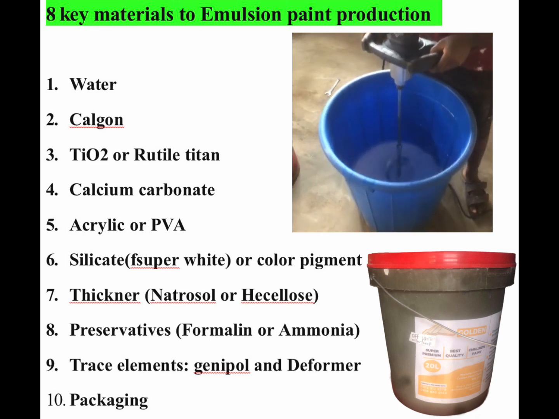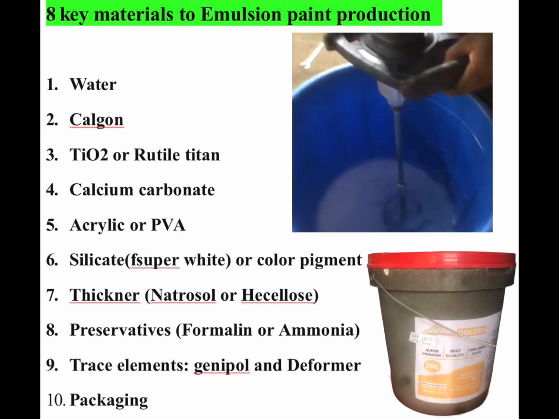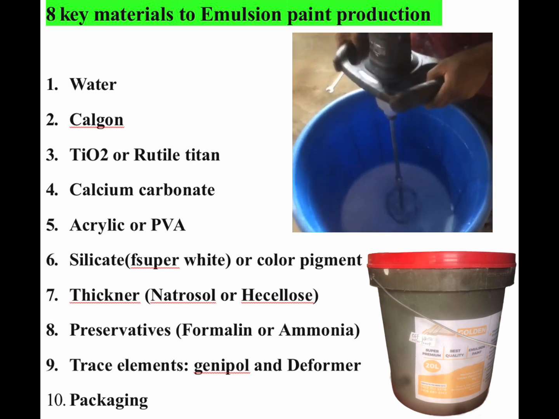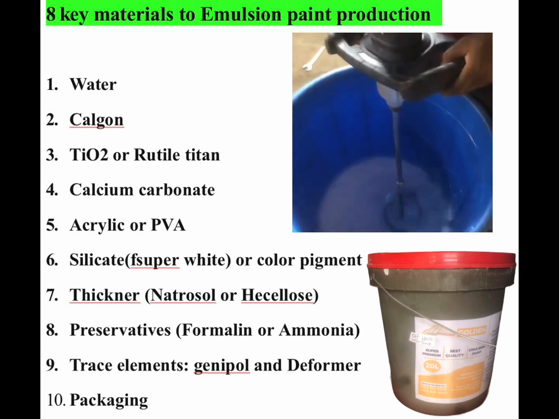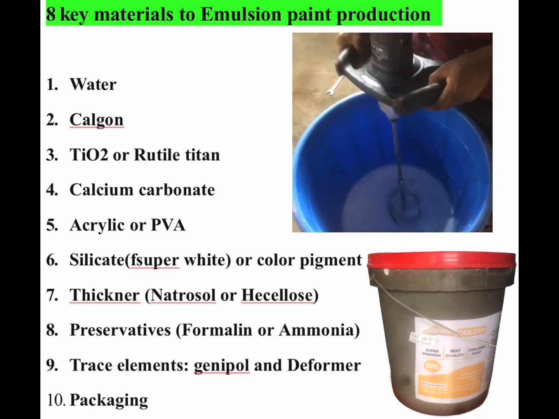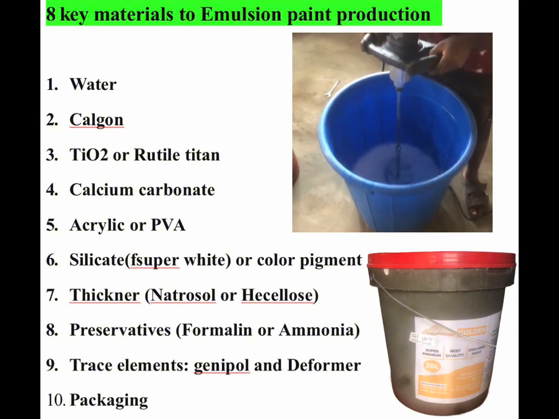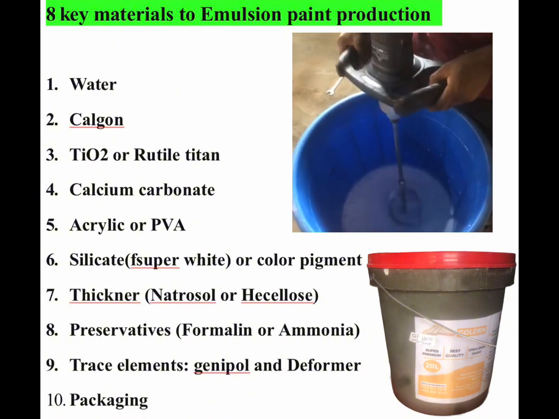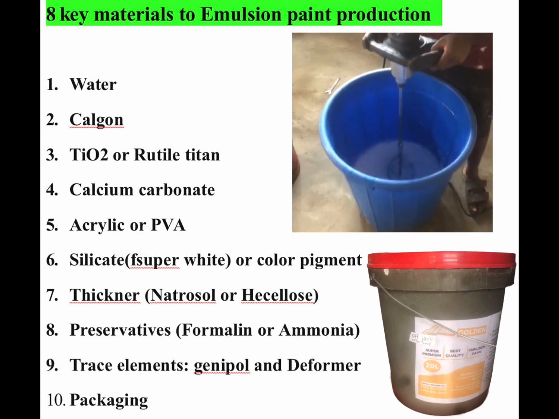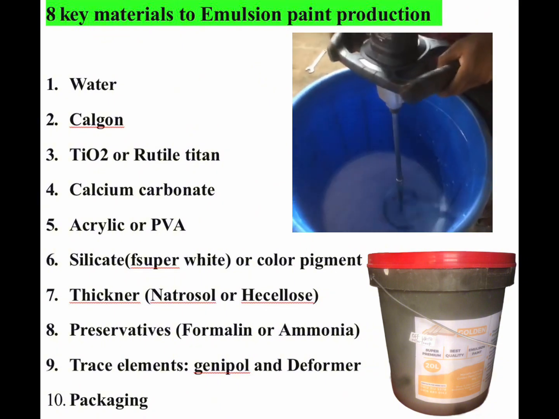Today we'll be talking about 8 key materials to emulsion paint production. In paint production, there are certain materials that you use while making your paint, but today we are going to discuss the 8 basic materials that you need in your emulsion paint production. Because in satin, there are materials that you need. If it is glossy paints, there are materials that you need. But today we are going to talk about the 8 key materials to emulsion paint production.